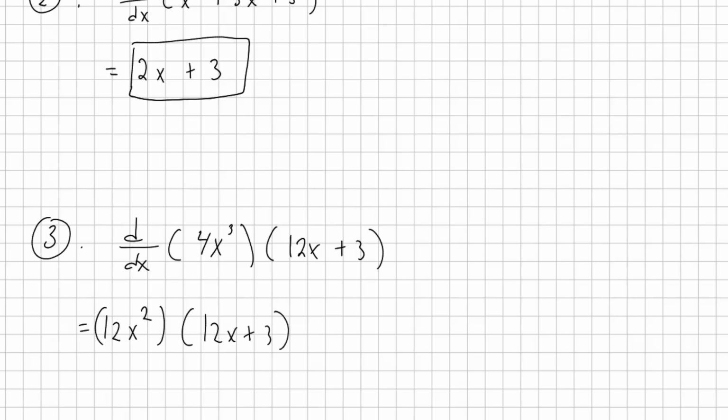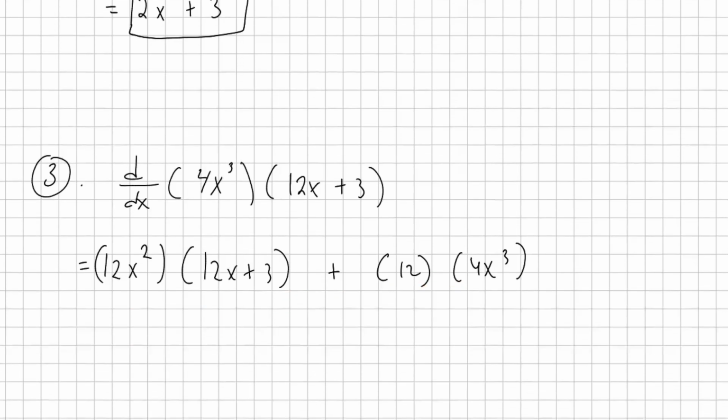Now the order doesn't matter because it's addition, right? And we're going to be adding to it the derivative of this one, which is going to be 12, times just the regular 4x cubed. I'm just going to leave it like this for now. So that's our answer.